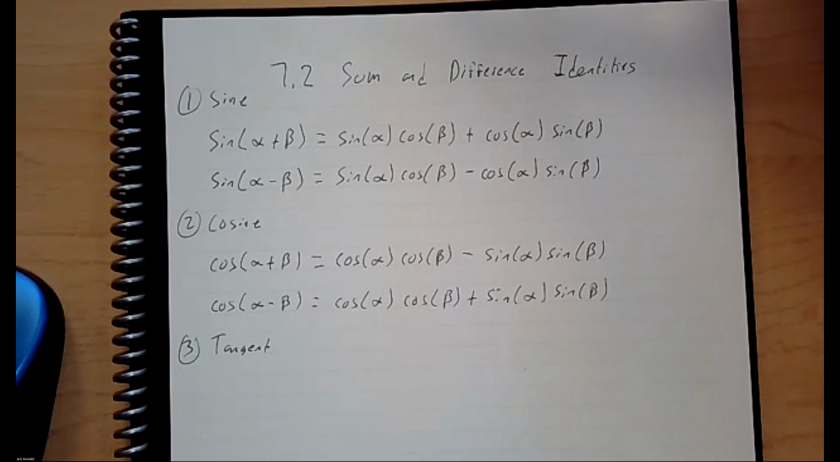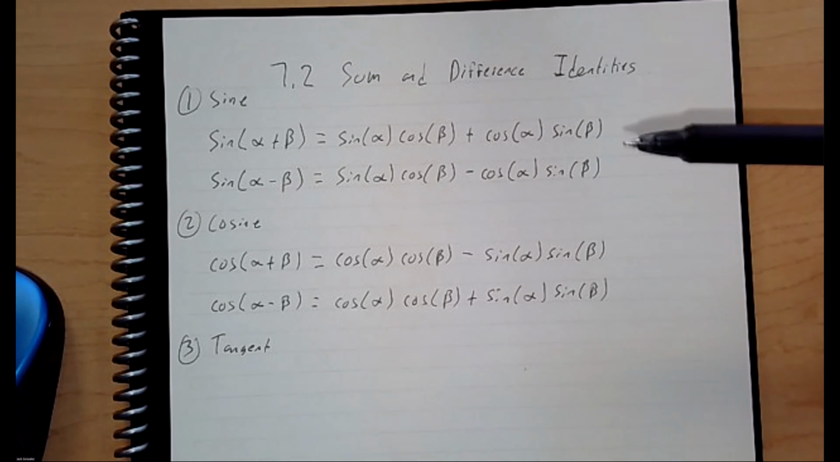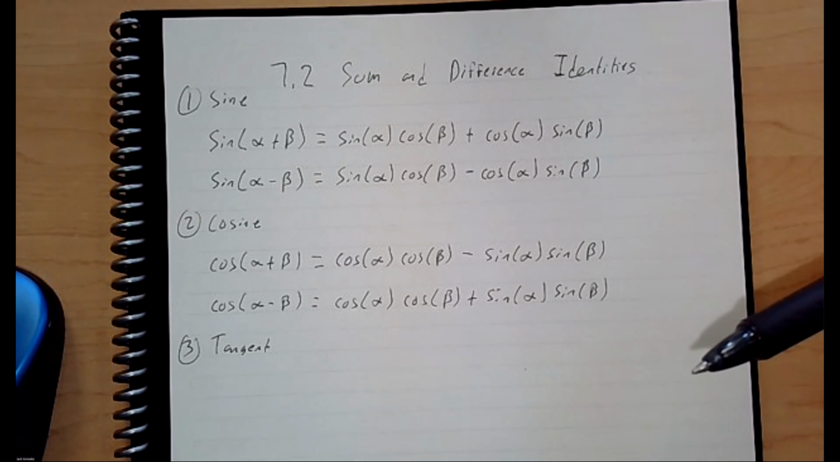All right. 7.2, sum and difference identities. Mainly these three formulas are going to be used over and over again. The first half of the homework is going to be super easy, and then the second half is kind of a little strange, but not too crazy.